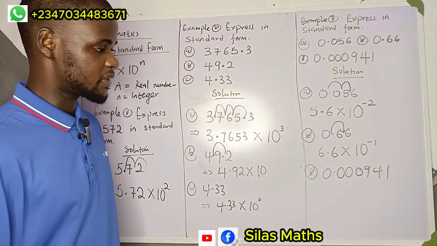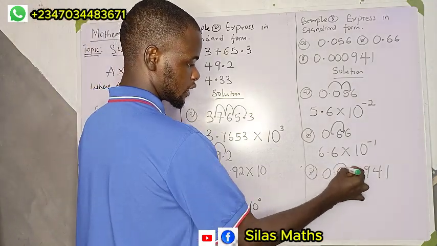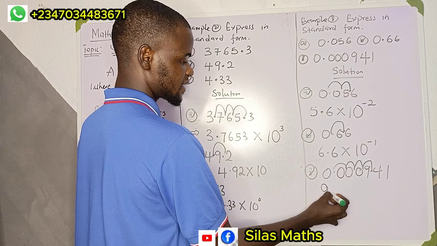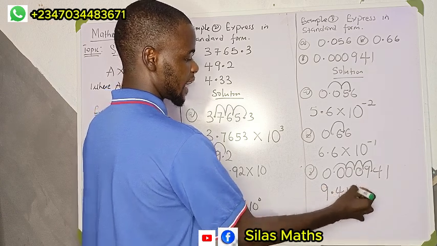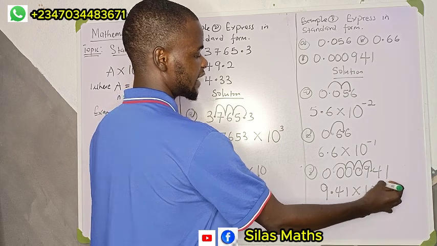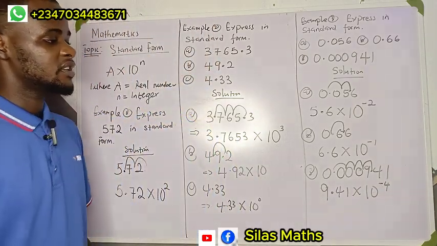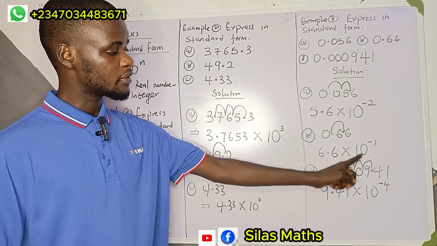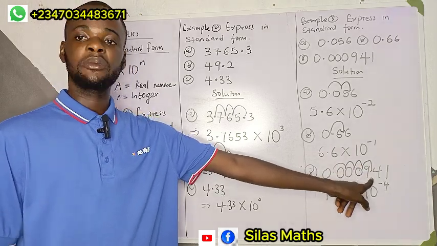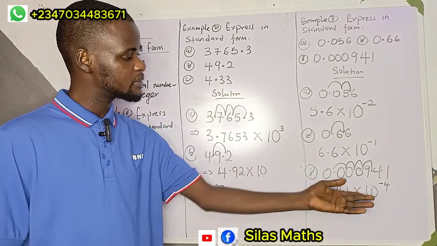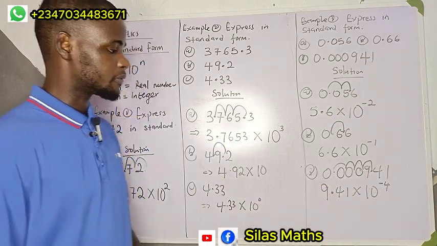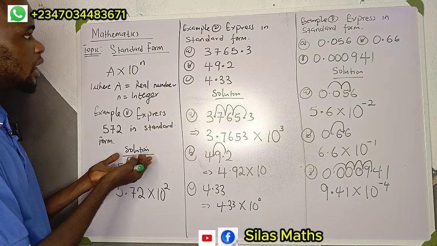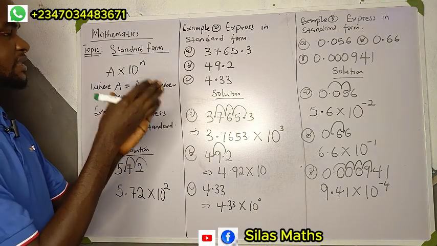Okay. Now the last one I have here, I have 0.0000941. So let's move the point together. So move the point 1, 2, 3, and 4. So the new number becomes 9.41 times 10 to the power of what? -4. So why am I having -4? We move the point how many times? 1, 2, 3, 4. Before the point came in front of the first non-zero digit, so this becomes raised to the power of what? -4. So this is basically how we express our numbers from ordinary form to what? Standard form.